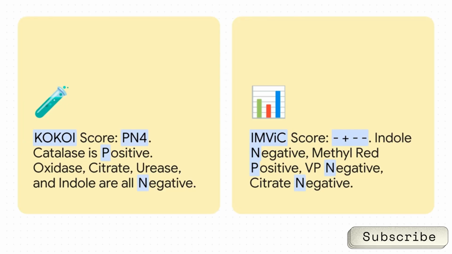Okay, rapid-fire memory hack time. For the key biochemical tests, we've got two super simple mnemonics. First, for the KCOE tests, just remember the score, PN4. That stands for positive for catalase and negative for the next four, oxidase, citrate, urease, and indole. For the IMViC series, it's negative, positive, negative, negative. See the pattern? It's negative for indole, positive for methyl red, then negative for VP, and negative for citrate. It's truly the fastest way to memorize this entire profile for your exam.